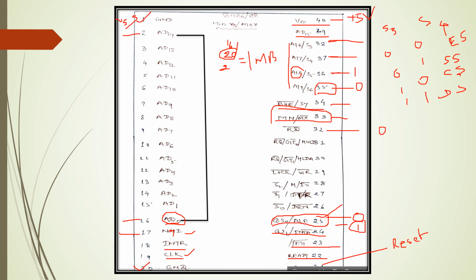Now we see the pins which are different for the maximum and minimum mode. Which pins are different? That means pin number 31 to pin number 24. These pins, 31 to 24, are different for different modes. So first of all, for minimum mode we will take the right side of the content, and for maximum mode we'll take the left side of the content. For minimum mode, pin 31 is the hold pin.